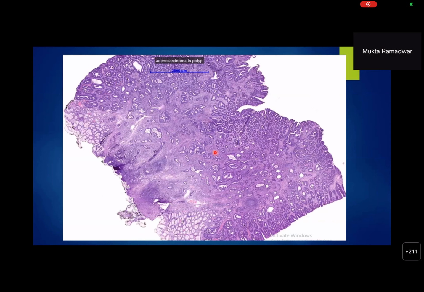You can see that the glands are going down, and just like the adenocarcinoma which we saw, this is even worse. Yeah, there are these glands which are invading down into the submucosa. Okay, so this is an adenocarcinoma which is arising from this tubulovillous adenoma with high-grade dysplasia.